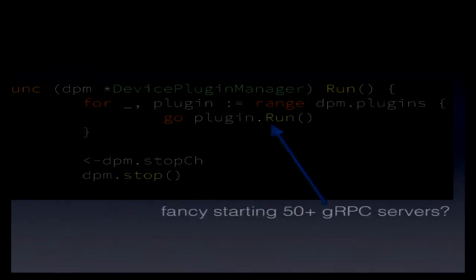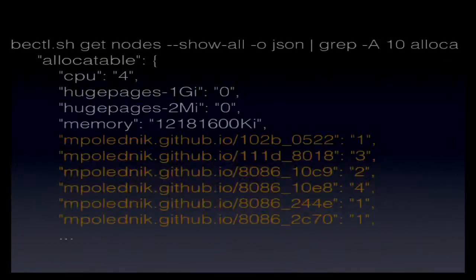So in the end, my machine has roughly 50 PCI Express devices, and this thing just starts 50 gRPC servers just to expose something like this. So that's not perfect. It's still alpha. Let's say it will get better.